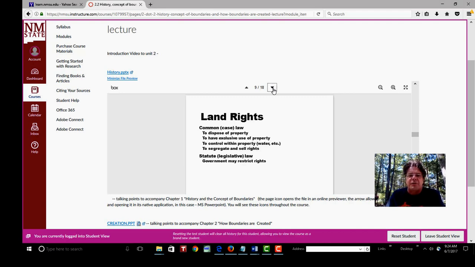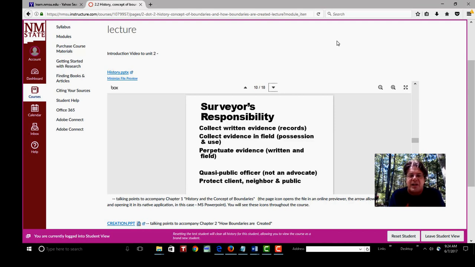So I'm going to move forward just two more slides here. The surveyor's responsibility for surveying of real property. Collect all of the written evidence that may exist for a particular piece of property. This might include deeds, surveying plats, title insurance policies, etc. Anything that we can. Then we go to the field.